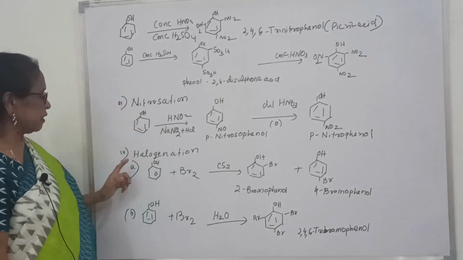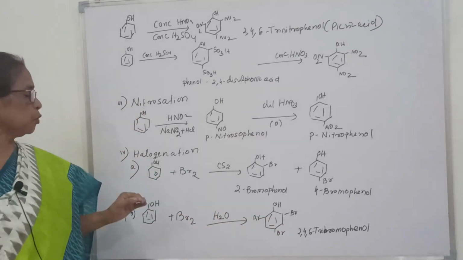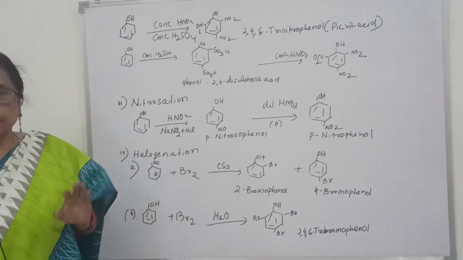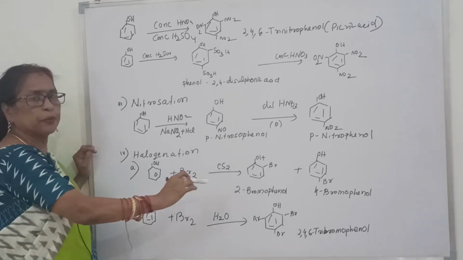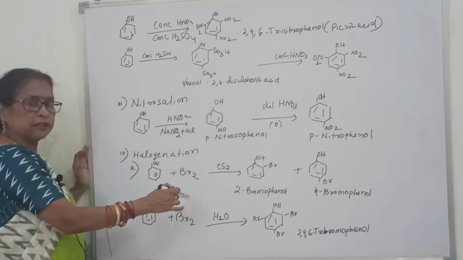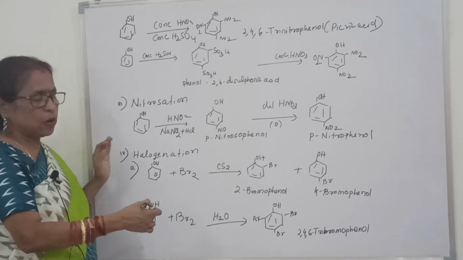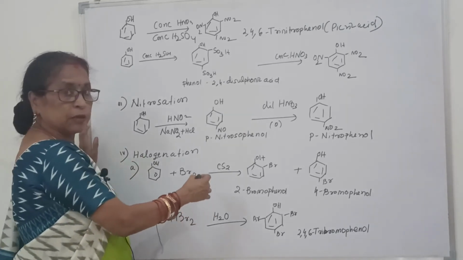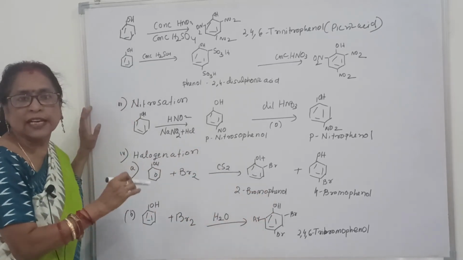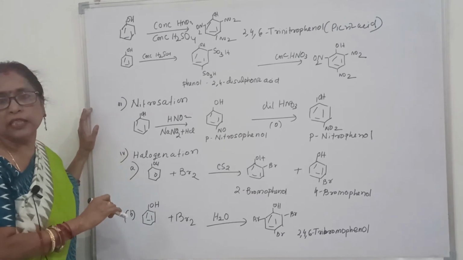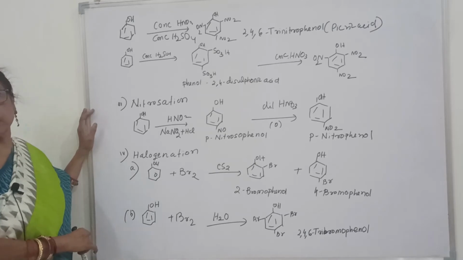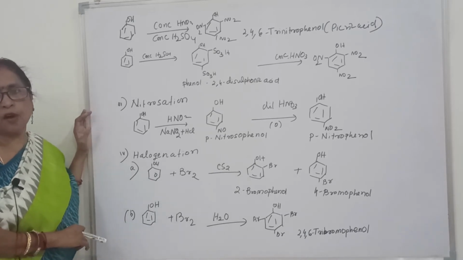Now here again see halogenation special to bromine. On treating with bromine in presence of carbon disulfide, it gives 2-bromophenol and 4-bromophenol. They are both separated. But in presence of water, or you can say aqueous bromine solution, it gives 2,4,6-tribromophenol, which is a white precipitate. Again you will see other important reactions of phenol.